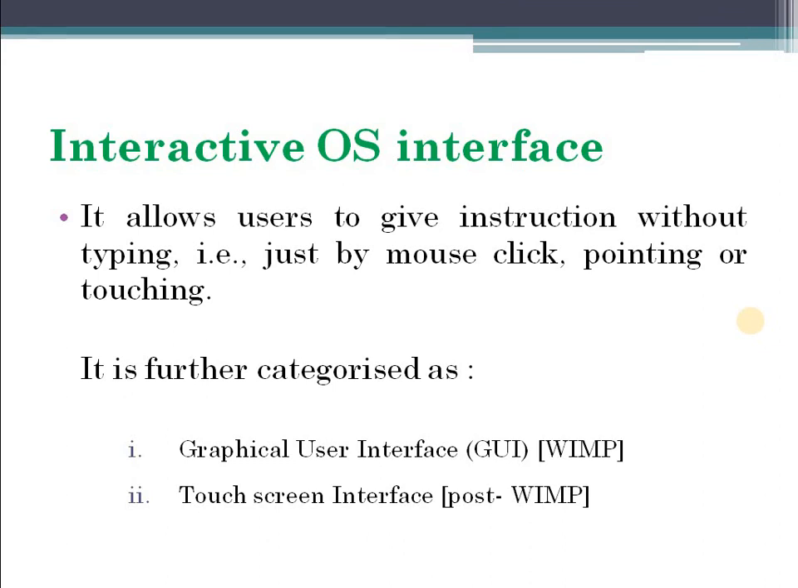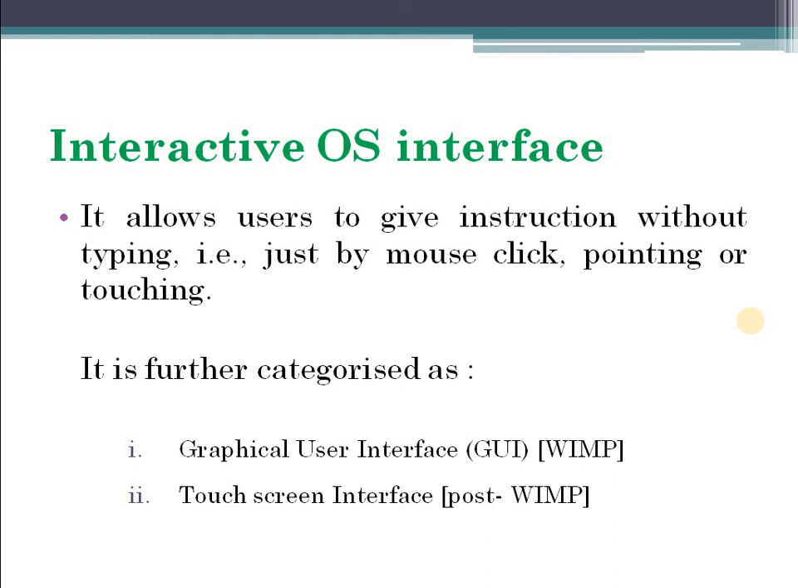Now the interactive operating system interface. Interactive means it provides a graphical interaction model. It allows the user to give instructions without typing. You are not forced to type each and every instruction. You may type, but you are not forced. We have the option to give the instruction just with the help of a mouse, or just by pointing or touching. Touch screen is also supported, mouse is also supported. So we have multiple methods to give instructions to the computer, to interact with the computer.